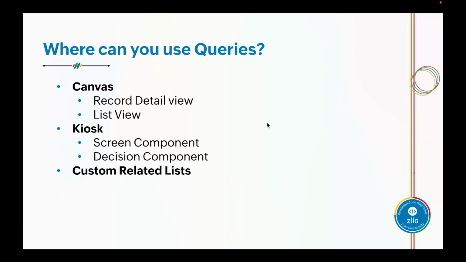Queries are incredibly flexible, and they can be embedded across various interface components. They are Canvas, kiosk, and custom related lists. In Canvas, you can use a query in record detail view, and you can use it in a list view. In kiosk, you can associate a query with the screen component and the decision component.